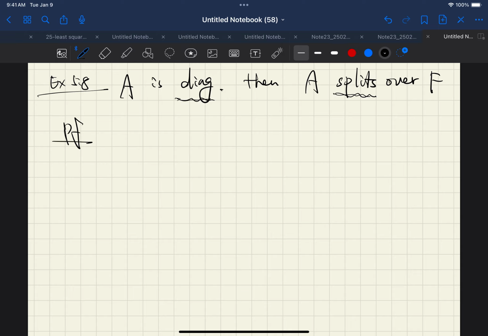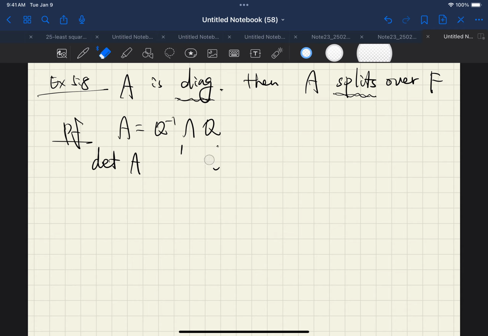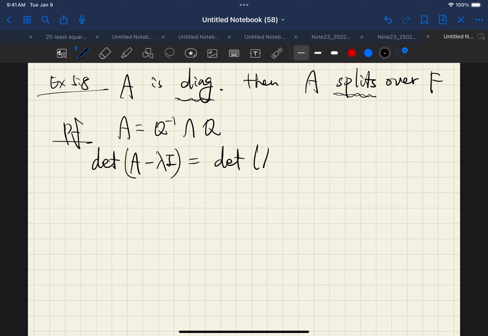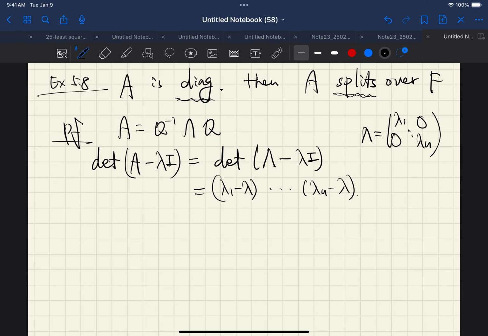So the proof is, again, if A is diagonalizable, then you can always write A = Q Lambda Q inverse, where Lambda is diagonal. Then the characteristic polynomial of A is the determinant of A minus lambda I, which is the determinant of big Lambda minus lambda I. If I write Lambda as lambda 1 to lambda n, it's diagonal. Then this is lambda 1 minus lambda up to lambda n minus lambda, which means it splits.